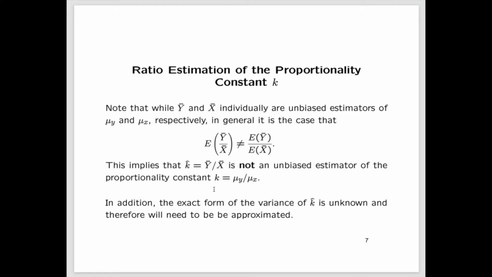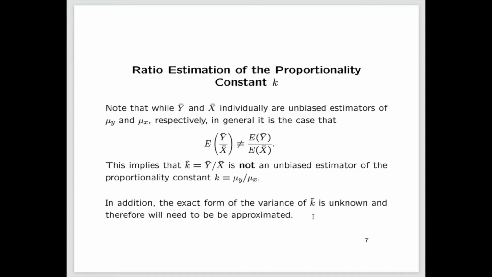Now, the other issue here is that the exact form of the variance of k hat is unknown and therefore will need to be approximated. So k hat is an estimator of k, but it's not an unbiased estimator. It's got some bias to it. And the amount of bias is not known. And to top it off, we don't know the actual expression for the variance of k hat.